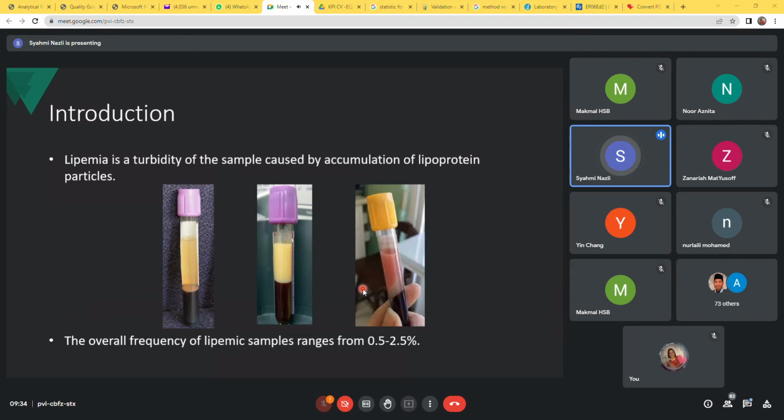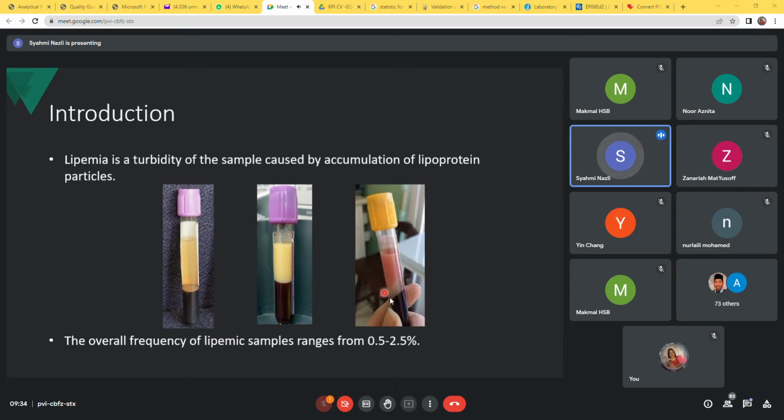So as an introduction, lipemia is a turbidity of the sample caused by accumulation of lipoprotein particles. As you can see from the figures, it can range from a cloudy appearance to a milky appearance of the plasma and to a pinkish whitish appearance of the serum. Why is there a different appearance of these Lipaemic samples? Because it depends on the type of lipoprotein particles increased in the samples.